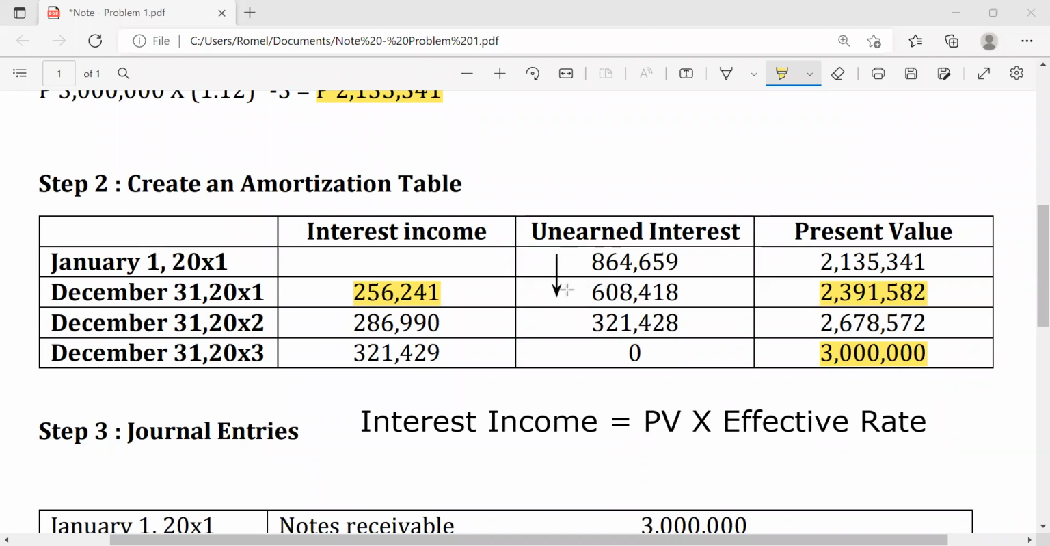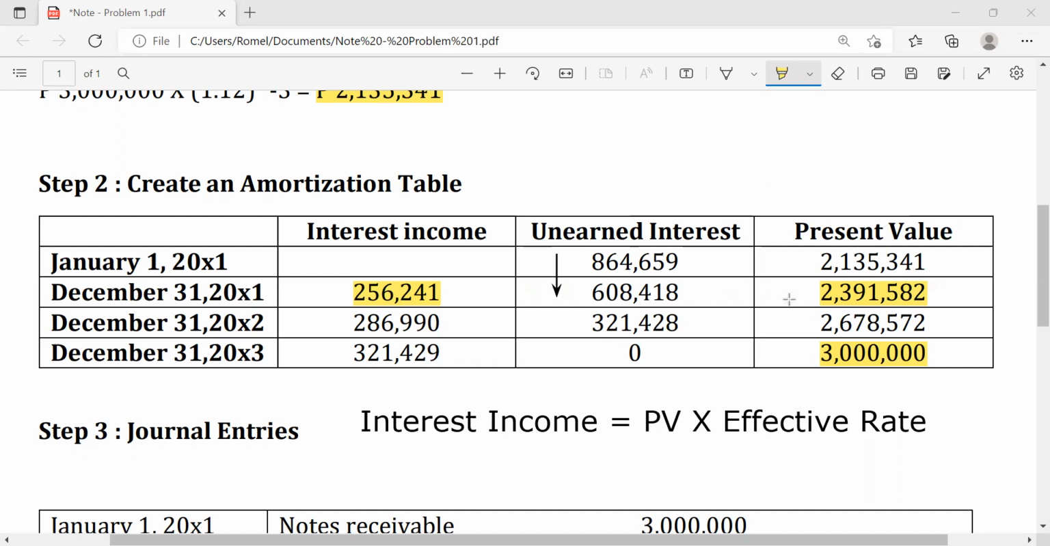Bakit bumaba ang unearned interest? Kasi ang 256,241 na earn mo na during 20X1. You already earned the 256,241. And then, for December 31, 20X2, the same lang din ang gagawin natin.